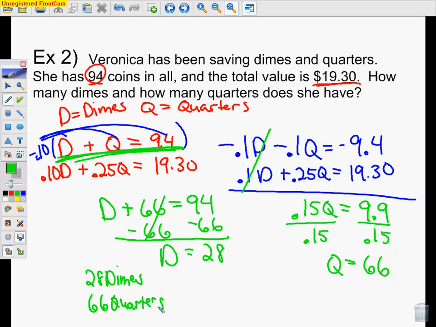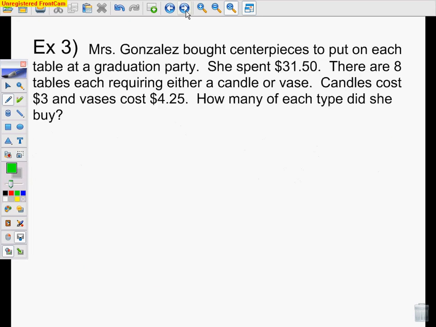Okay? Great. Let's try another one. Mrs. Gonzalez bought centerpieces to put on each table at the graduation party. She spent $31.50. There are 8 tables, each requiring either a candle or a vase. Candles cost $3 and vases cost $4.25. How many of each type did she buy?